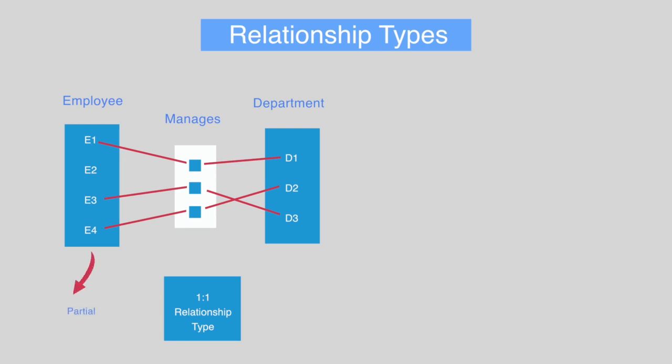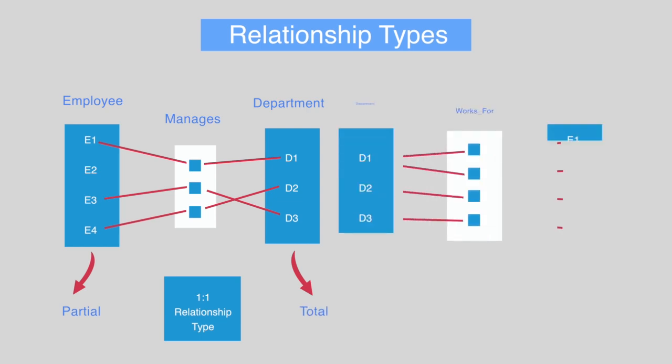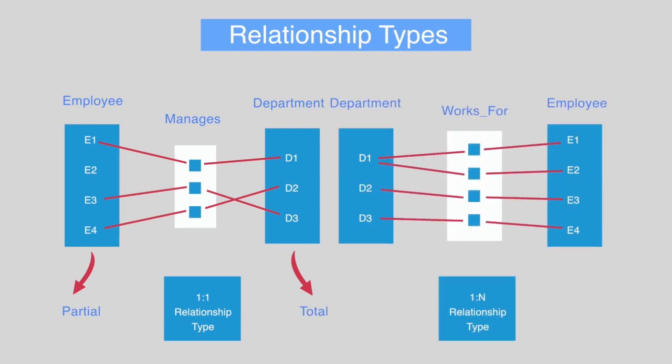Manages is a one-to-one relationship type between employee and department. Participation of the employee is partial. Participation of department is total. Works for is a one-to-n or one-to-many relationship type between department and employee. Both the participations are total.